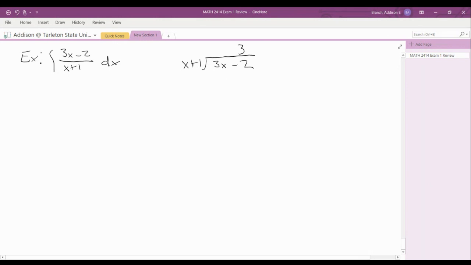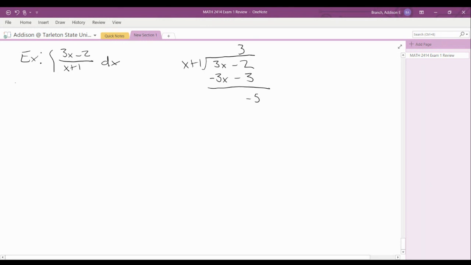So then we're going to multiply that term times 3 and subtract. So we're essentially going to say 3 times x plus 1 is 3x plus 3. So we're going to subtract that from what we have up here. So minus 3x minus 3. Those 3x's are going to cancel out, so we're left with a negative 5. And negative 5 will be our remainder.